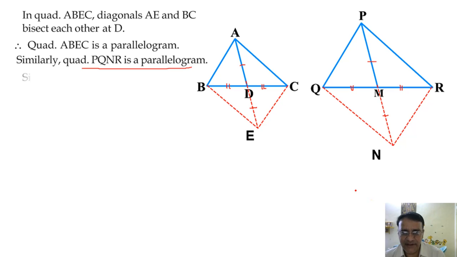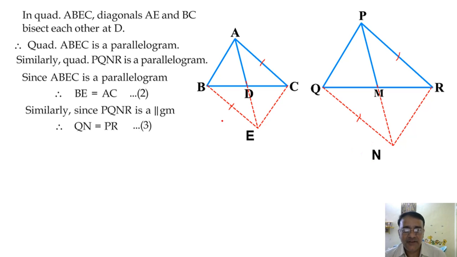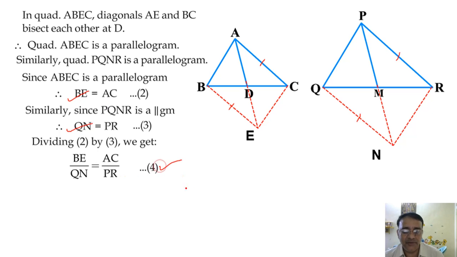Yes, sir. Okay, fine. Now, since ABEC is a parallelogram, BE is equal to AC, and QN is equal to PR in this one. Right? Now dividing 2 by 3, I am dividing these two. So BE upon QN will be equal to AC upon PR. Let it be equation number 4.